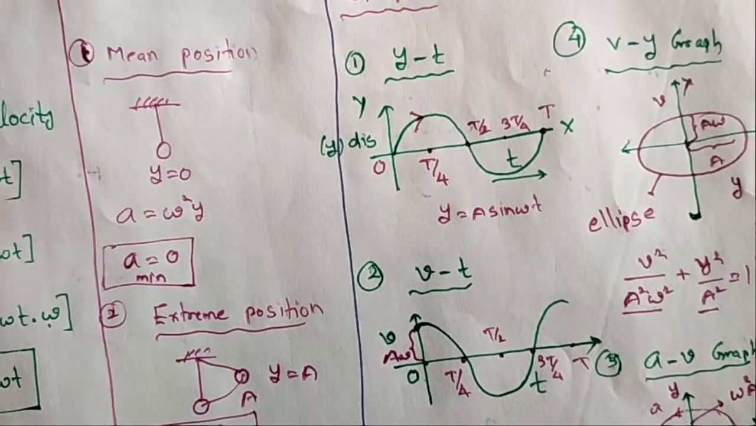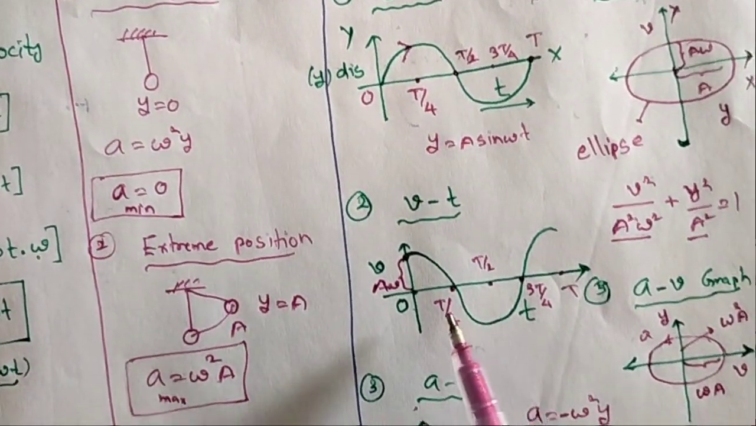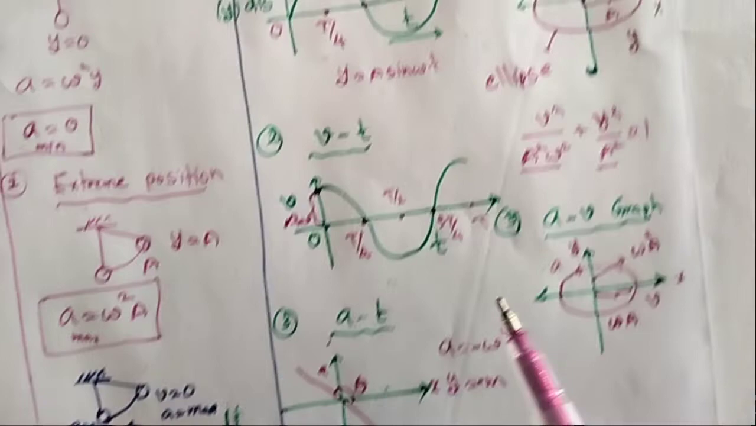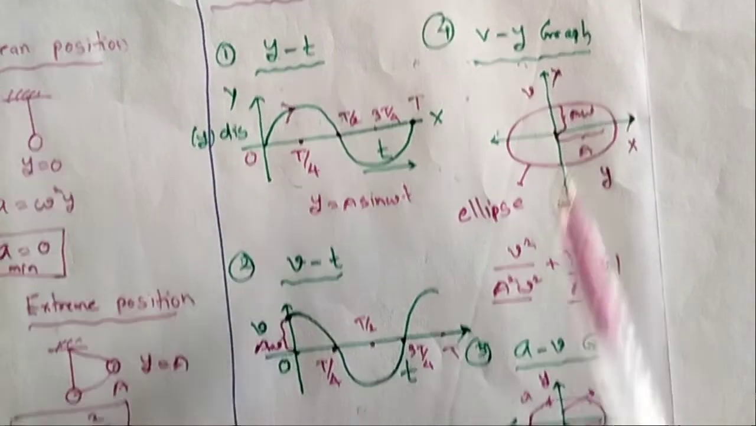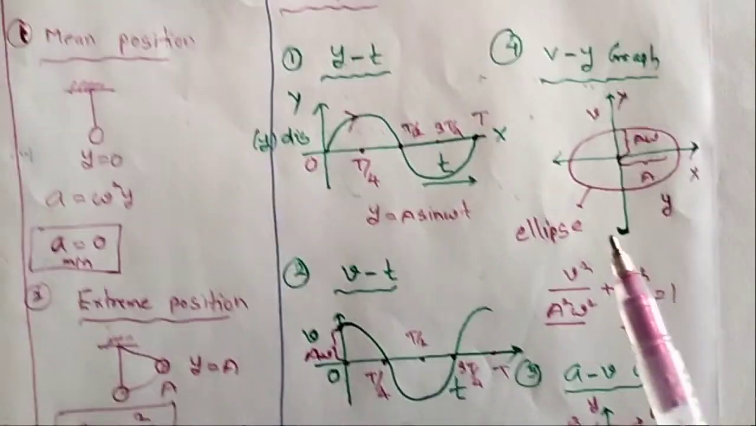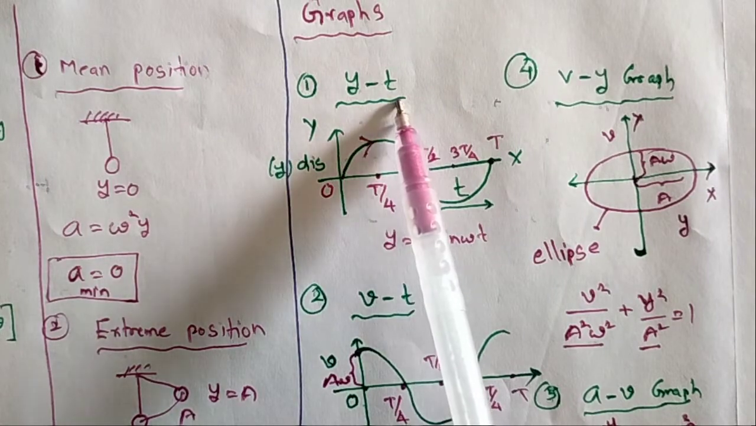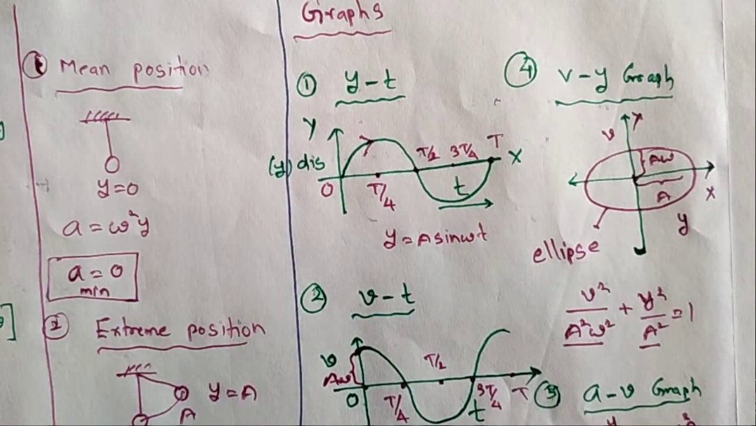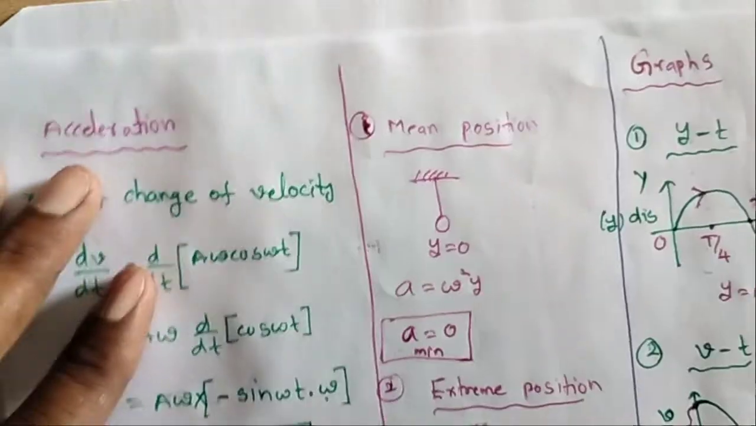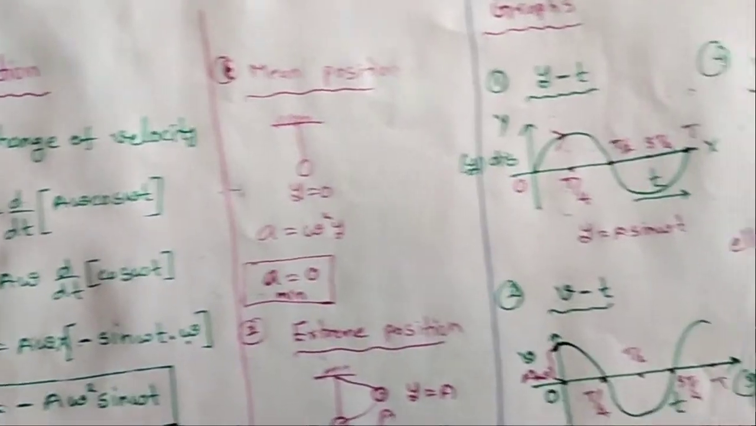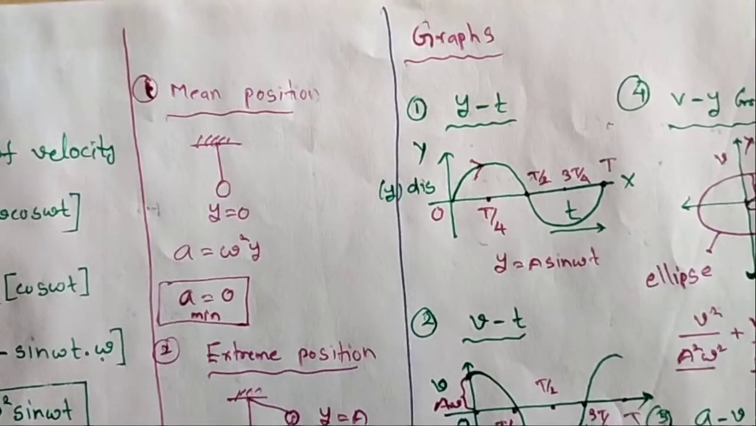So these are the different types of graphs. One is the yt graph, another is the vt graph, another is the at graph, another is the vy graph and ay graph. Here y is the displacement, then time, velocity, acceleration. So these are the graphs of simple harmonic motion.